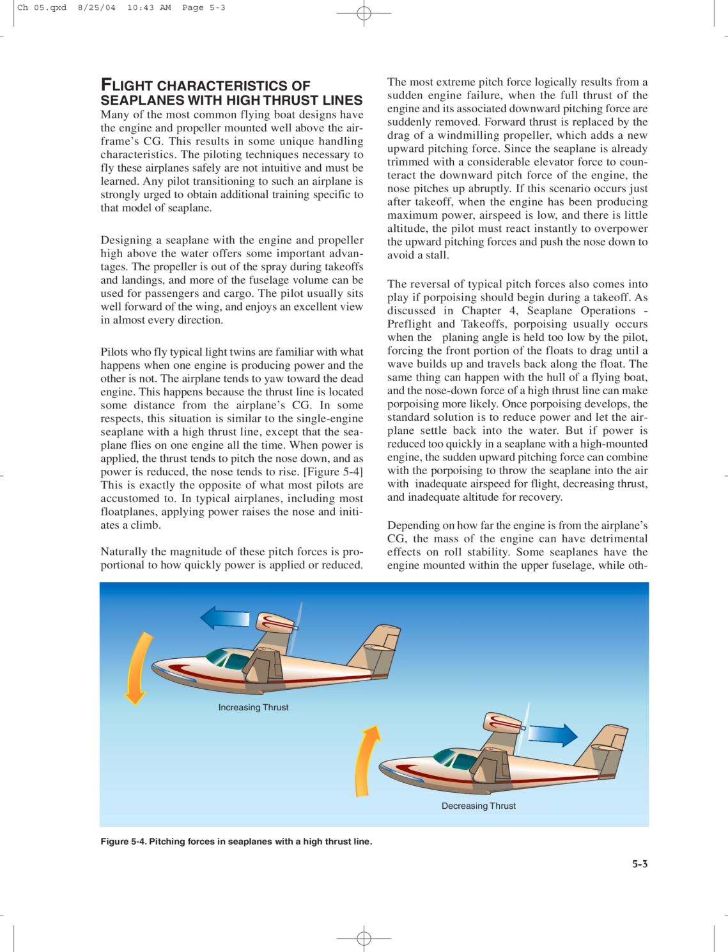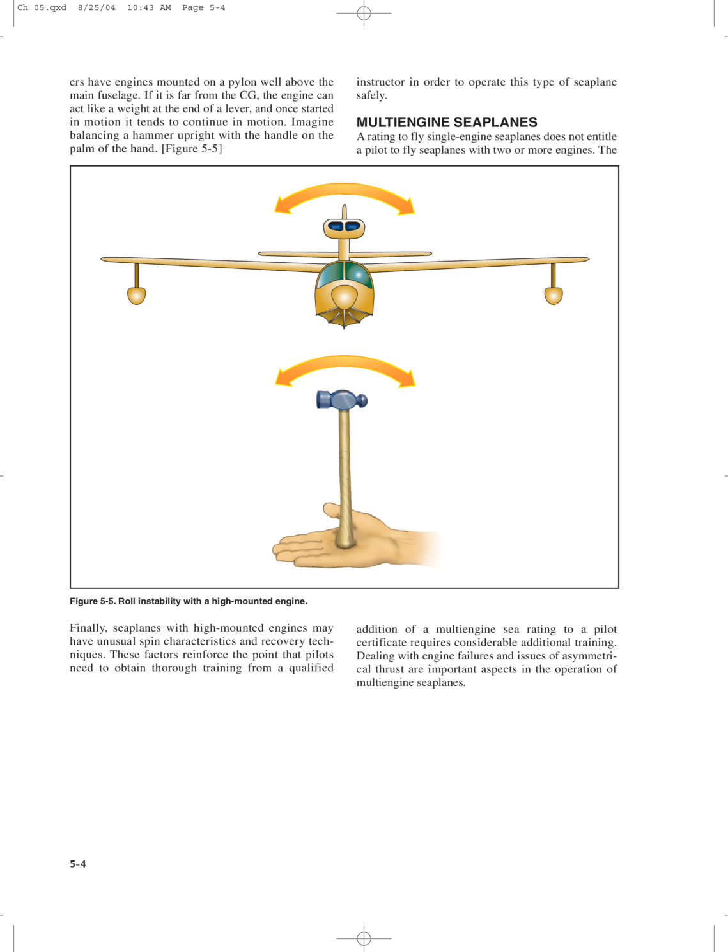Depending on how far the engine is from the airplane CG, the mass of the engine can have detrimental effects on roll stability. Some seaplanes have the engine mounted within the upper fuselage, while others have engines mounted on a pylon well above the main fuselage. If it is far from the CG, the engine can act like a weight at the end of a lever, and once started in motion it tends to continue in motion. Imagine balancing a hammer upright with the handle on the palm of the hand. Figure 5.5. Finally, seaplanes with high-mounted engines may have unusual spin characteristics and recovery techniques. These factors reinforce the point that pilots need to obtain thorough training from a qualified instructor in order to operate this type of seaplane safely.